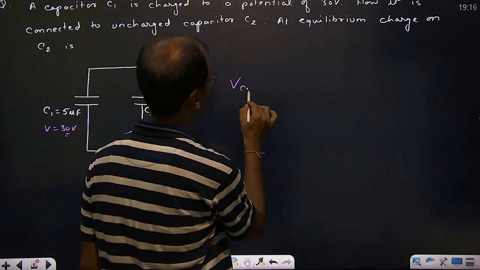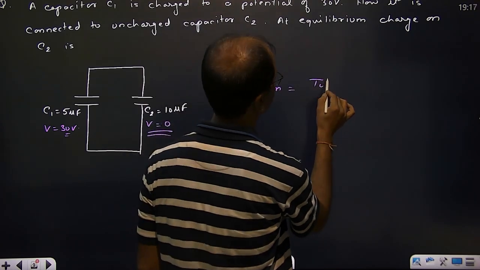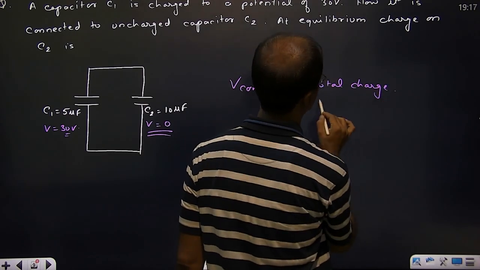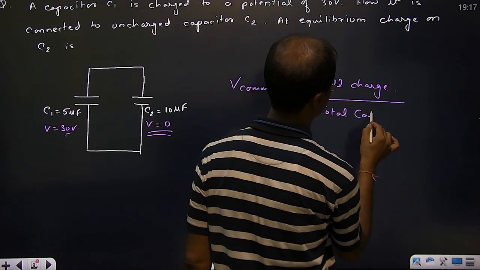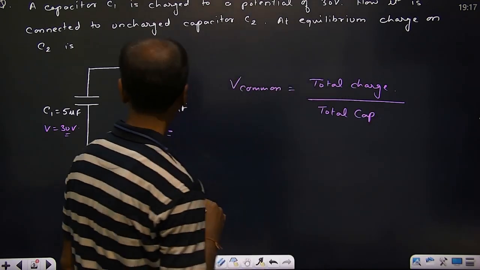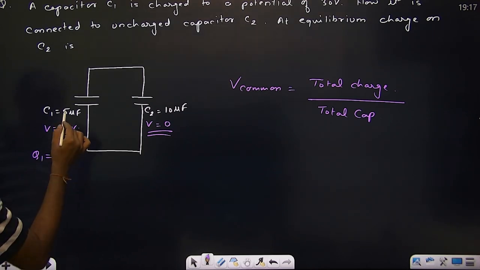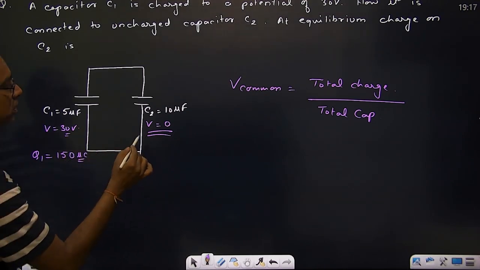So V common. And what is V common? Total charge by total capacitance. What is the total charge? What is the charge here? The Q1. Q1 is how much? 5 into 30, 150 microcoulomb. And here what is the charge? 0.